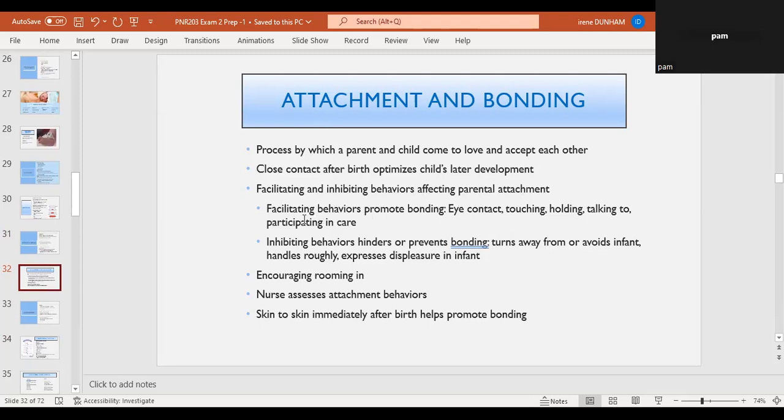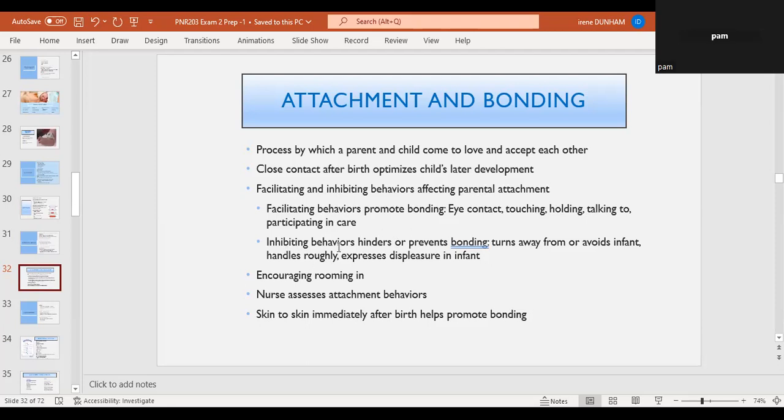So that's interesting. And so that's why we want to make sure that mothers and infants have the bonding process right away. Now, facilitating behaviors that promote bonding. Okay, so you want to watch and make sure they have good eye contact, touching the baby, holding the baby, and talking to the baby. And it's called en face, E-N-F-A-C-E, where they're actually looking at the baby and talking to the baby. When moms don't do that, we have a problem. Okay.